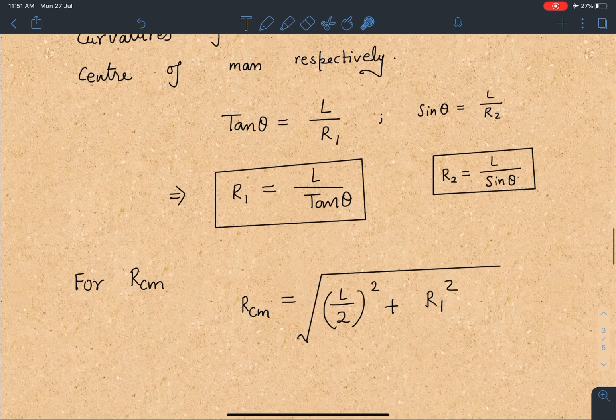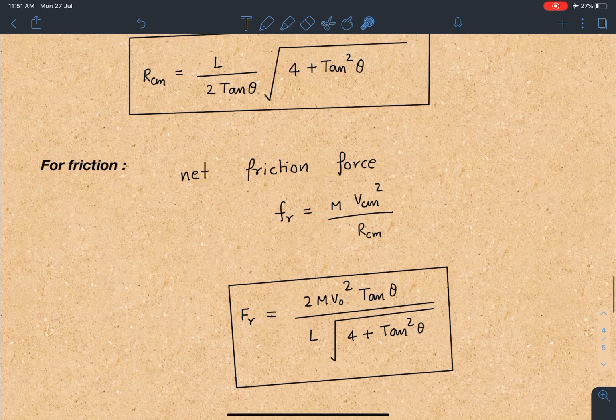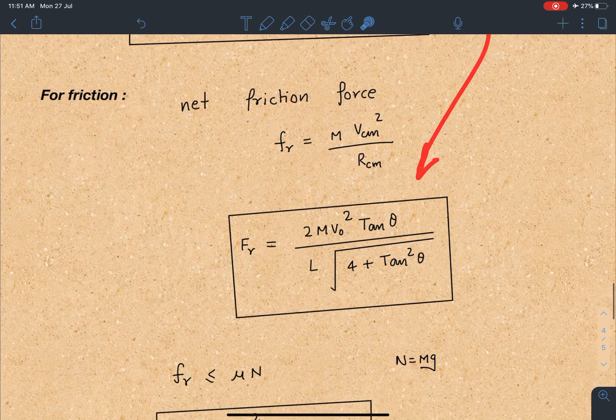So here I can write the net friction force is m VCM square divided by RCM. Because VCM is v naught, I substitute the value of RCM from the previous one. On simplifying, I am going to get FR is equal to 2 m v naught square tan theta divided by L times root of 4 plus tan square theta. This is the answer for the net friction force, and it is directed towards the center of the circle, and it is the resultant of vector FR1 plus vector FR2.